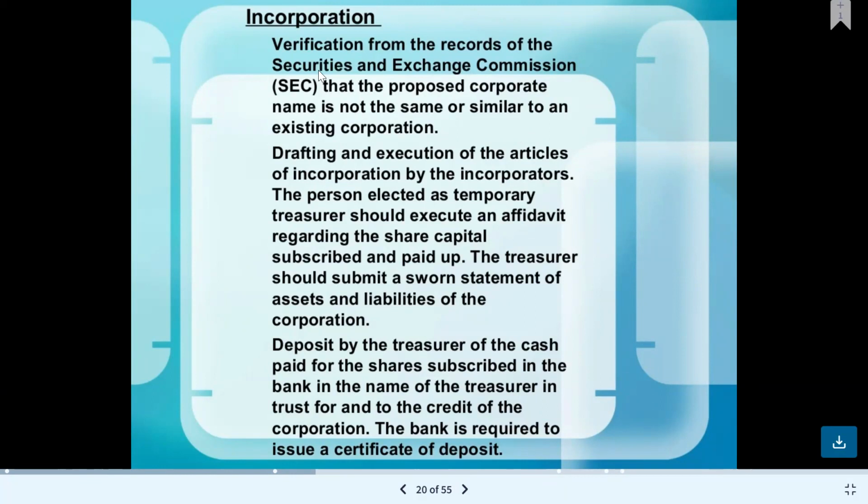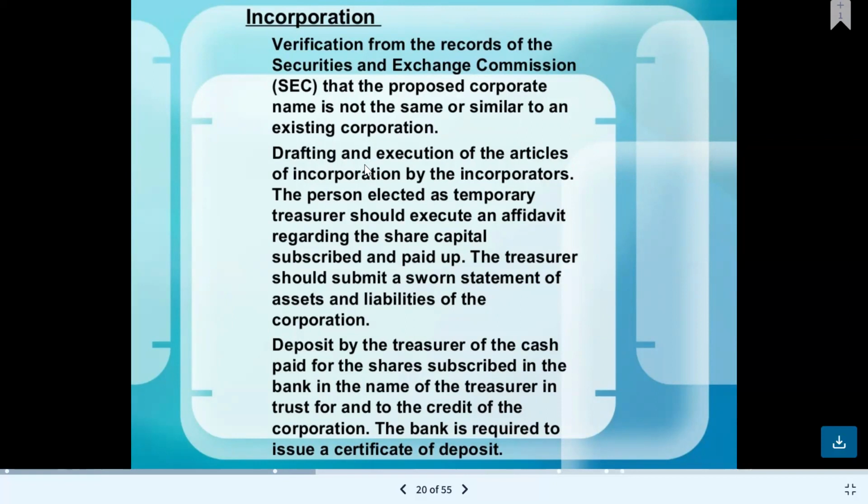Verification from the records of the SEC that the proposed corporate name is not the same or similar to an existing corporation. And I think they do have a database for this one as to the names of all the registered corporations, like in the Philippines. Okay, you're not allowed to have the same name if you're a corporation.